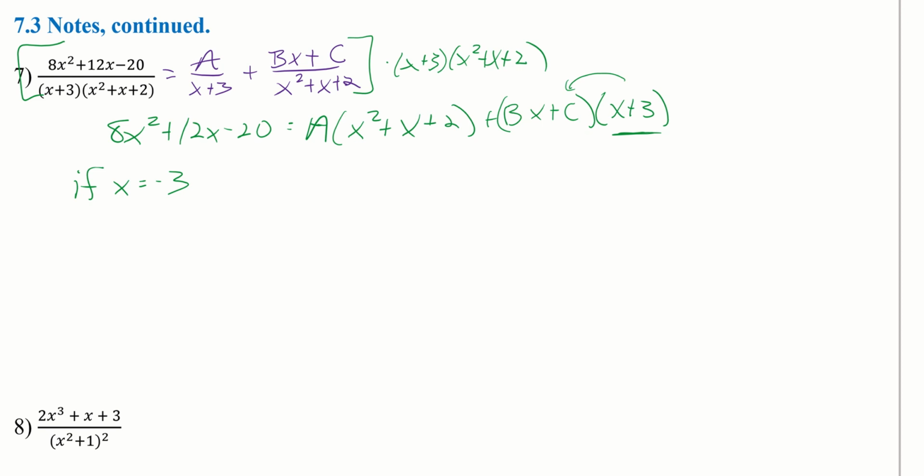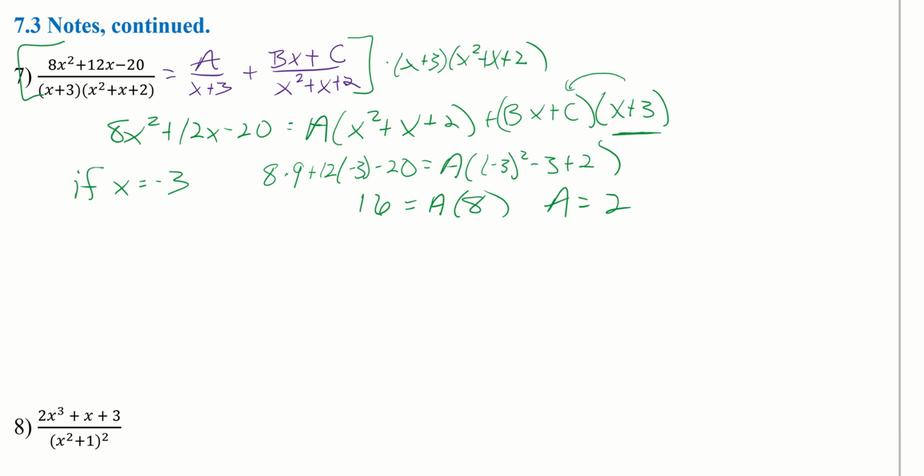So if I plug in negative 3 up to this first one, I get what? 8 times 9 plus 12 times negative 3 minus 20 is equal to a times, same thing, we've got negative 3 squared minus 3 plus 2. Okay, parentheses there. And plugging this into your calculator, you get 16 is equal to a times 8. Right? And so that's an easy one. A is equal to 2. Sweet. Okay, so that works out well for us there.